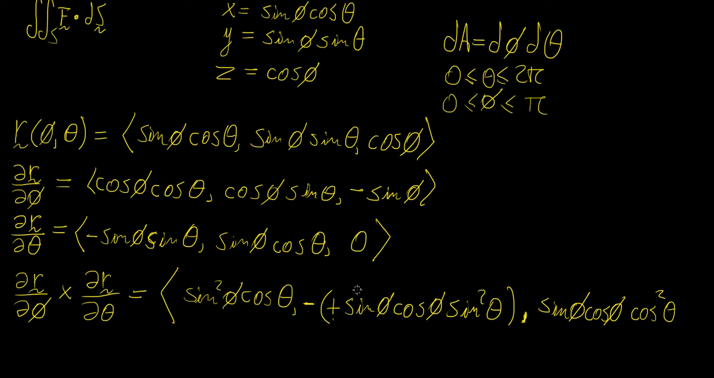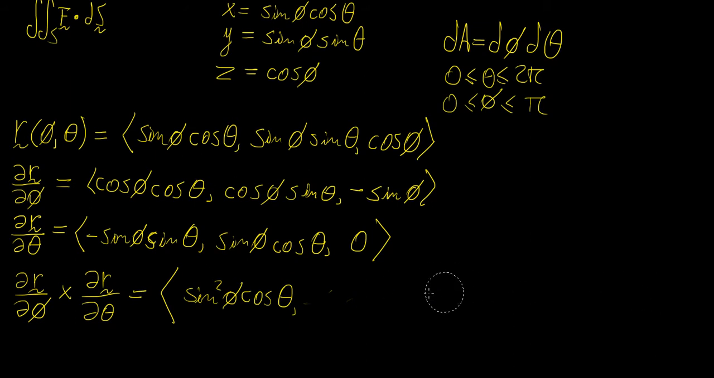I believe I made a mistake here. I multiplied the wrong thing. Alright, let me just do this one again. Let's start over from the second element. It's a bit confusing, so sometimes you just have to take your time. So we had this times that, that's 0. And then we had this times that, that becomes a plus, but then it becomes a minus. So sine squared phi sine theta. Okay, so that should be okay.